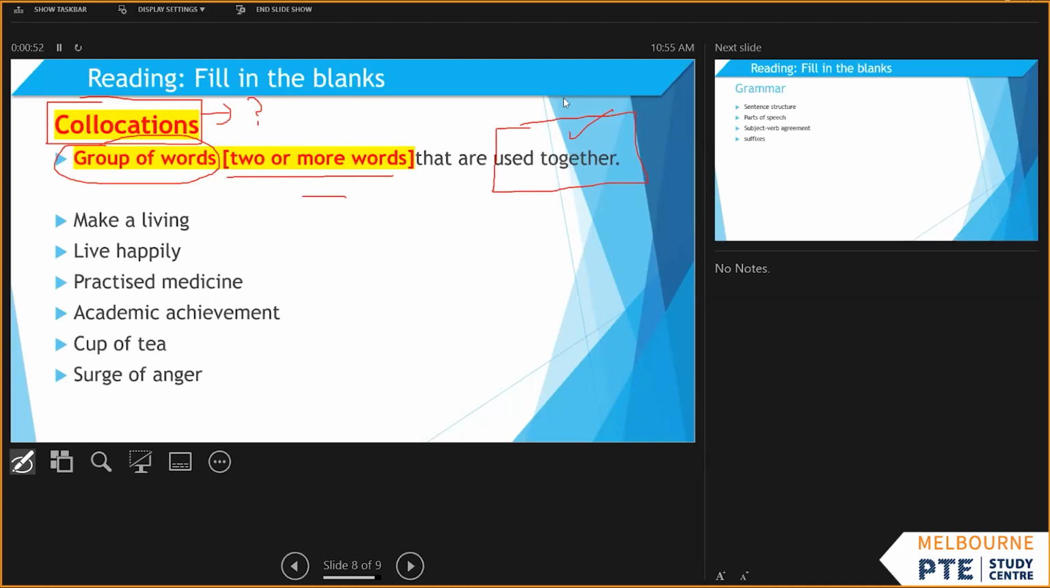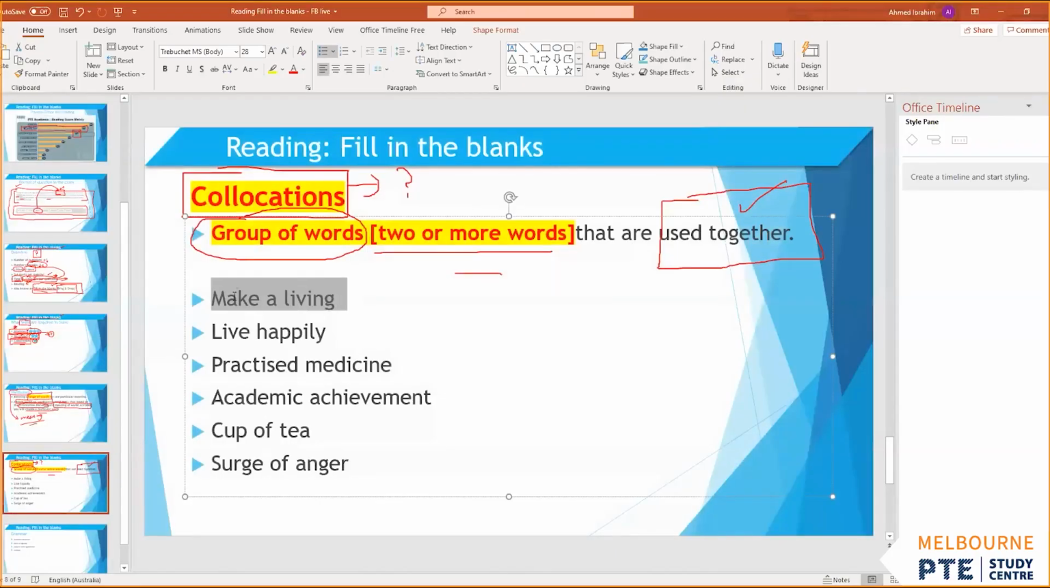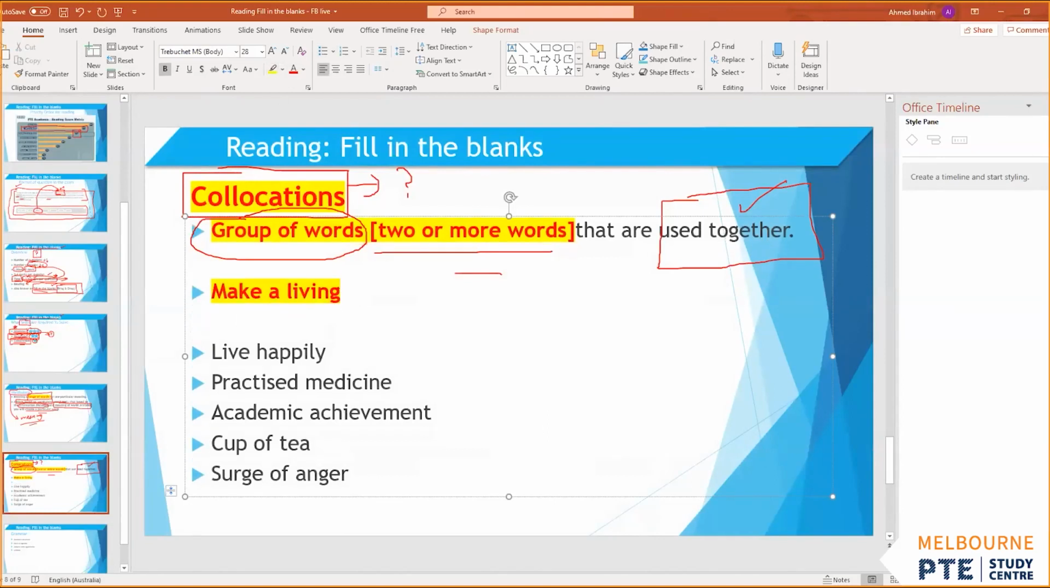Now, let's actually make some sentences out of these. The very first one, make a living. Can anyone tell me what is the meaning of this collocation? Your jobs? Yeah, you are right, but what would it mean? Harrison, what were you saying? Basically, what do you do?